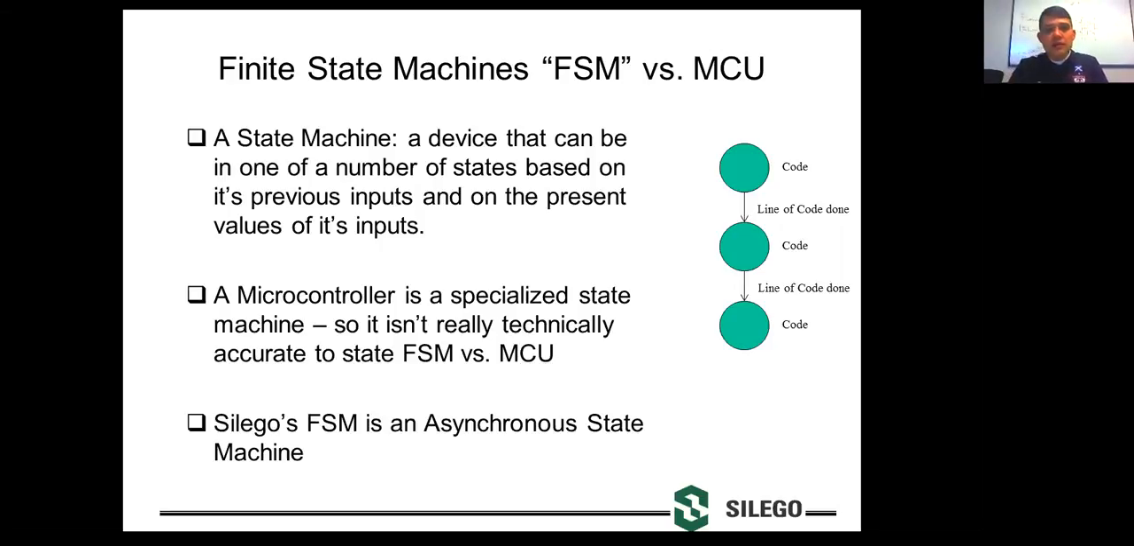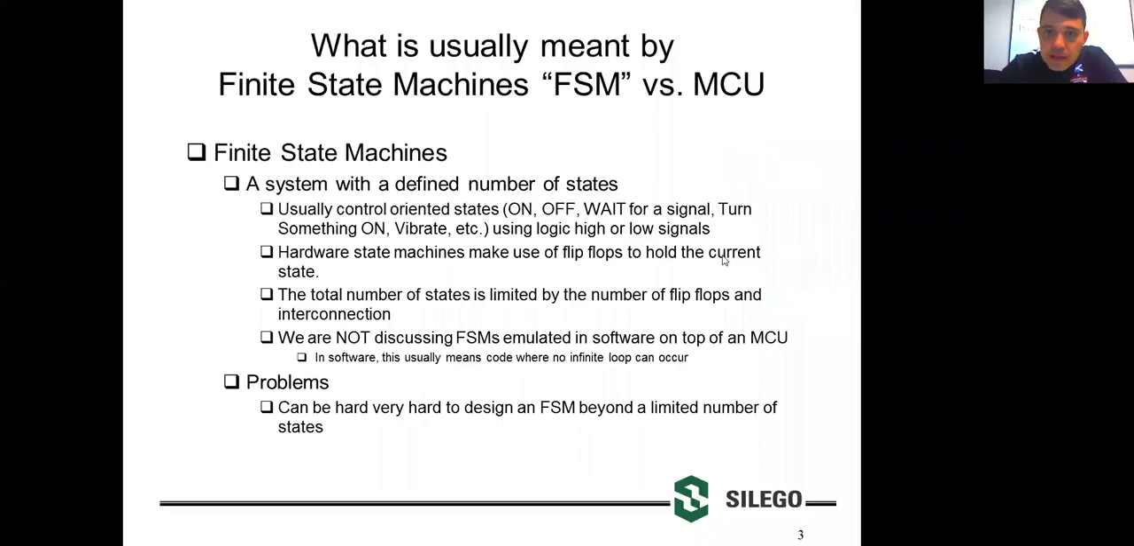Now, Silego's finite state machine is another specialized type of state machine, and we call it an asynchronous state machine. And we'll talk more about what that is in a little bit as well. So let's talk about what people actually mean when they talk about the difference between a finite state machine and an MCU.